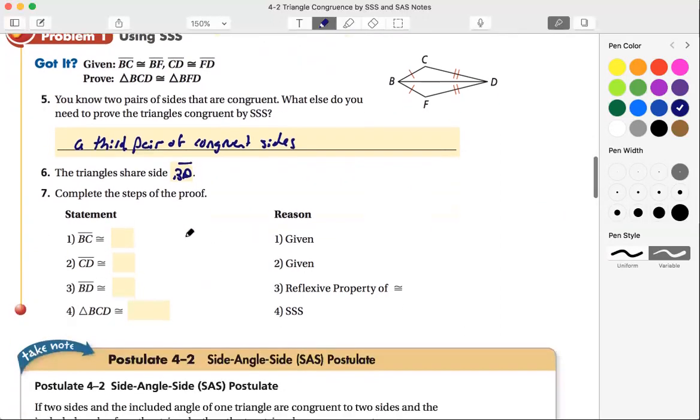So let's complete the steps of this proof. All right, we know side BC is congruent to side BF. That's given. We also know CD is congruent to FD. That was also given. And we know BD is congruent to itself. That's the reflexive property of congruence. So look at this. Side, side, side. I have now proved triangle BCD is congruent to triangle BFD by side, side, side. And there is your proof.